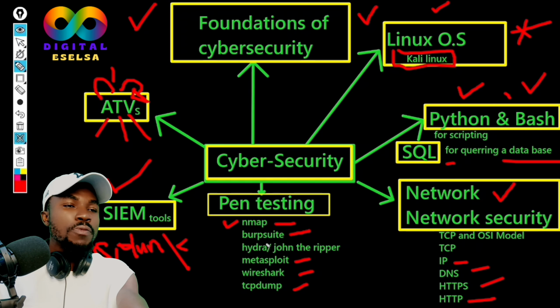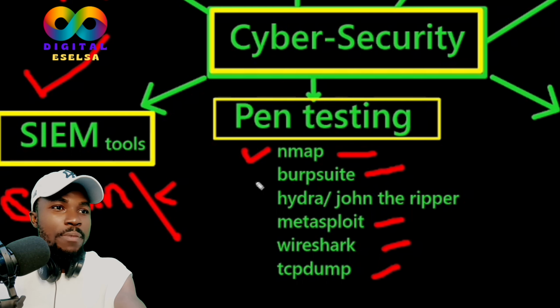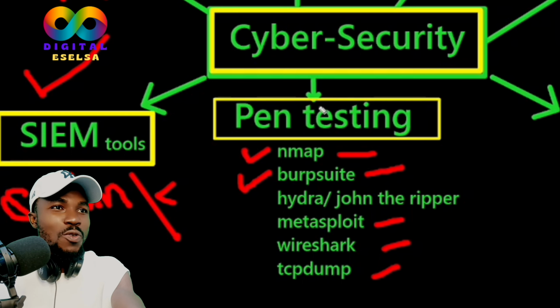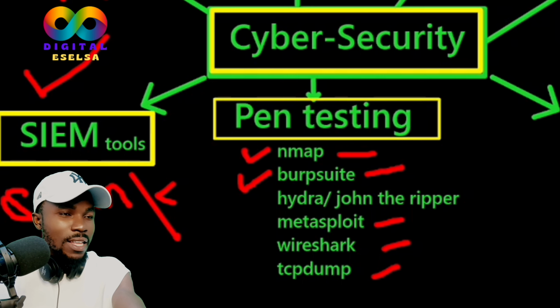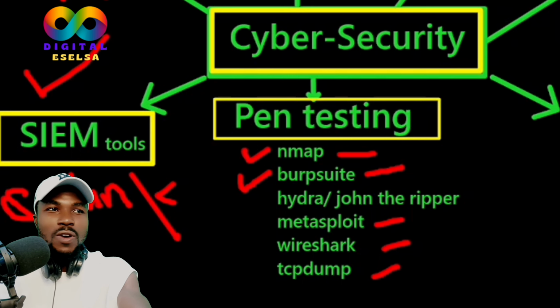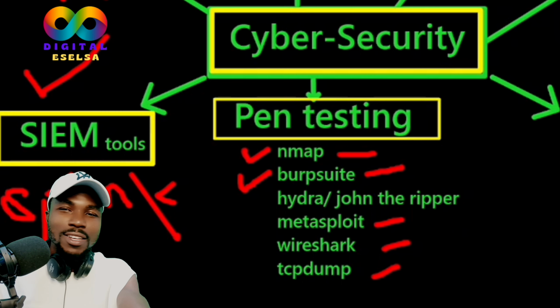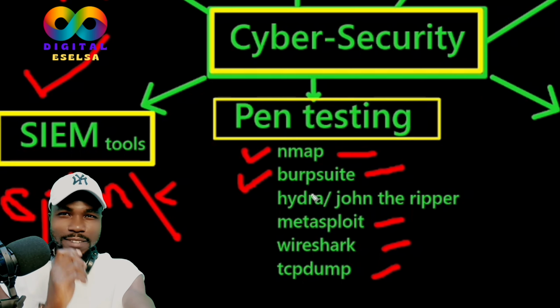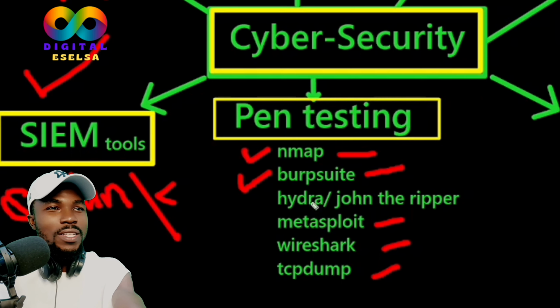Then we also use Burp Suite. We use Burp Suite for web vulnerability. It is very important to learn how to use Burp Suite. And the good thing is that if you are using Kali Linux, all these tools are already pre-installed inside Kali Linux. Just run sudo apt update and then sudo apt install, and start installing these tools and start practicing with them. Practice is very, very important in cyber security.